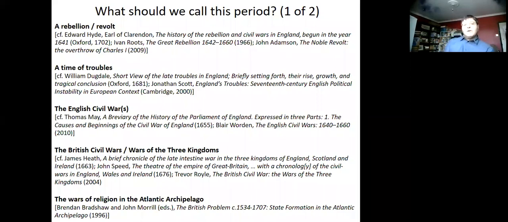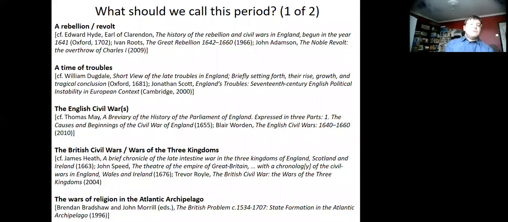Let's take another alternative contemporary view. It's a time of discord, a time of troubles. This has authority in William Dugdale, The Short View of the Late Troubles in England, or an echo in Jonathan Scott's England's Troubles in a wider 17th century European context. We can talk, of course, of civil war or civil wars, but that will only cover part of the period.